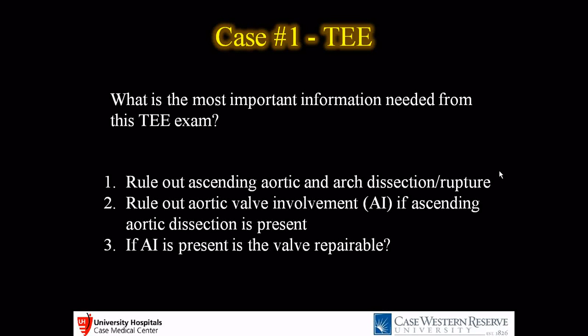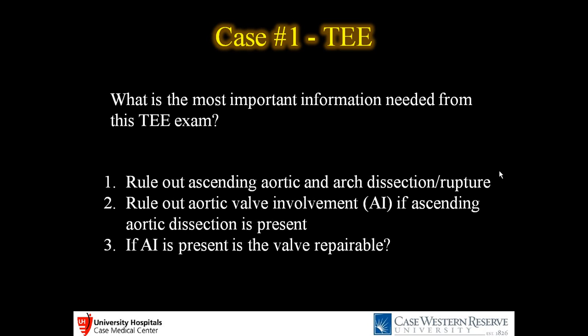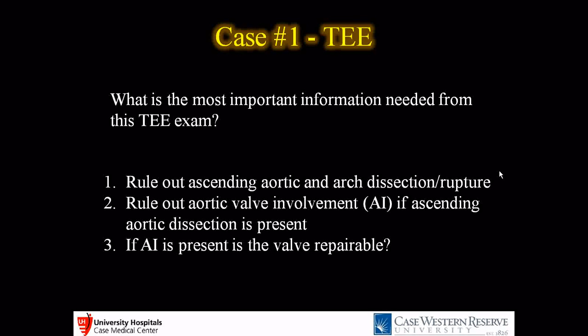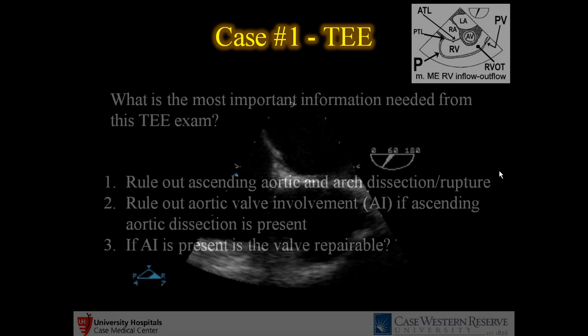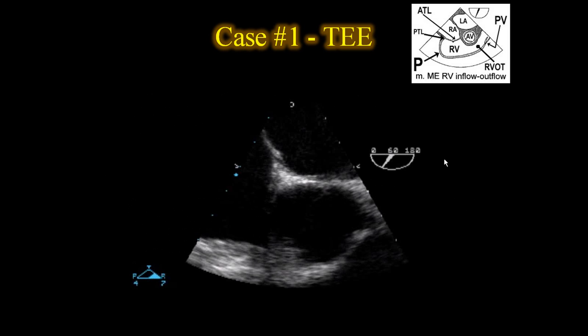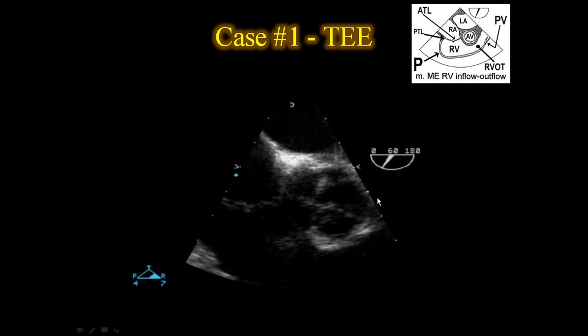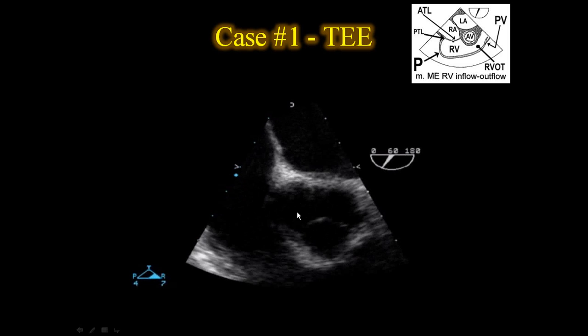As far as ruling out aortic valve pathology, if there is an ascending dissection present, that's very important because we need to make a decision as to whether the valve needs to either be replaced or repaired. There is some good data on that we'll talk about. But first I want to show you a short axis image of the aortic valve to orient you.